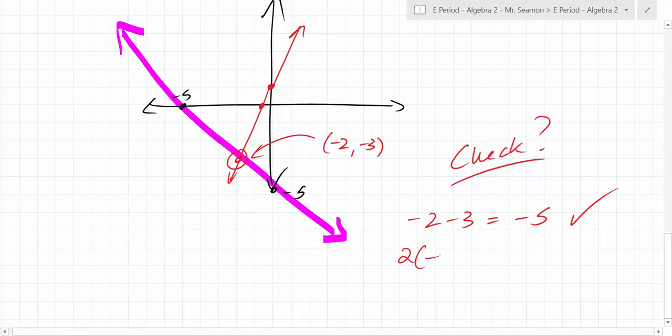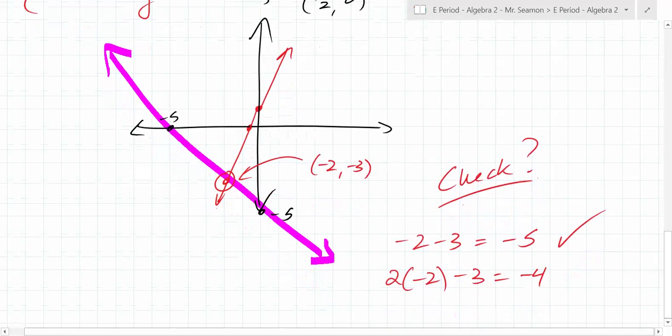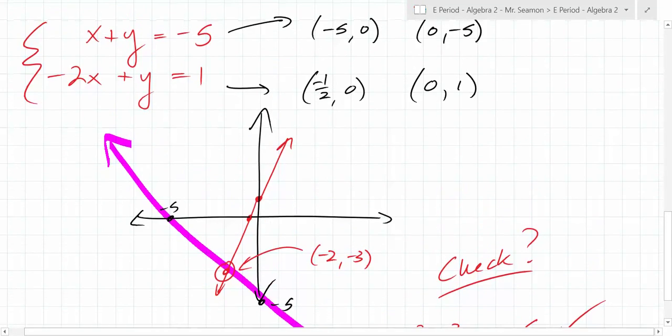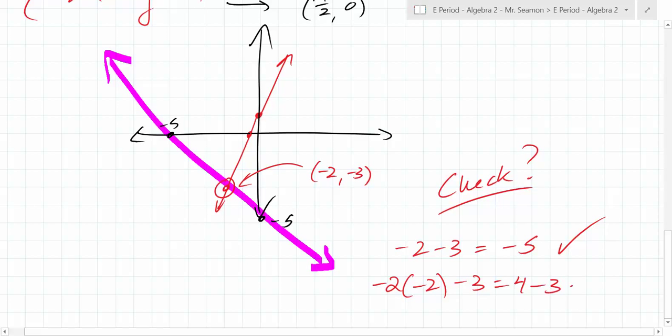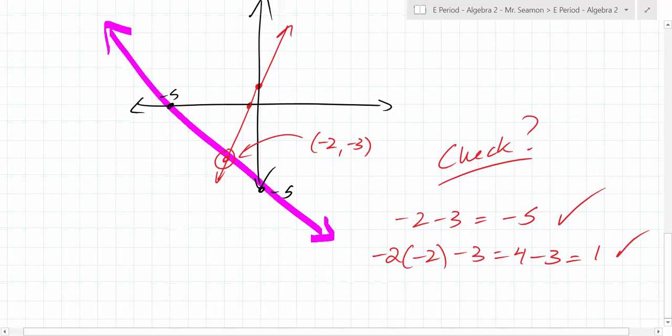Now 2 times -2, so that's -2x plus y. Oh, plus y. It's supposed to be -2, sorry. So what's that going to be? 4 minus 3. What's 4 minus 3? 1. Does that check? It does. It does check, so that works. Does that clarify your question, Nick?